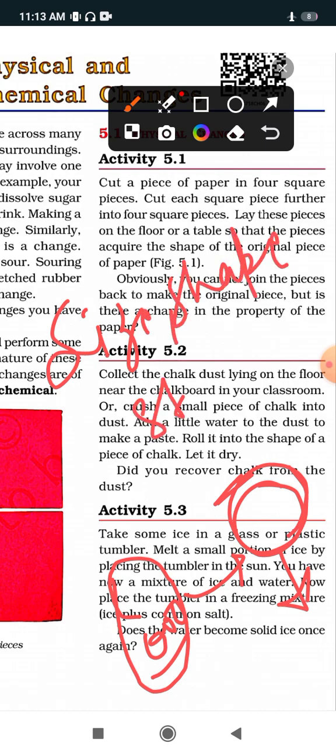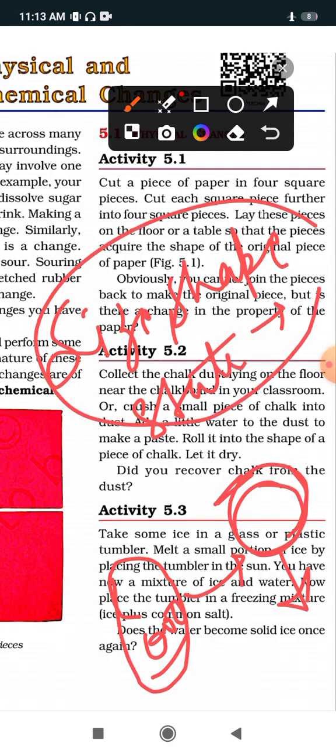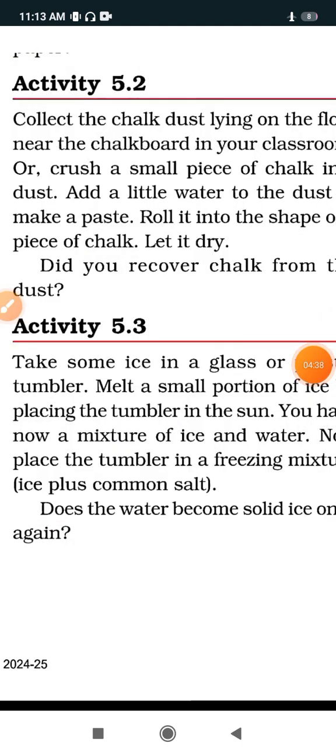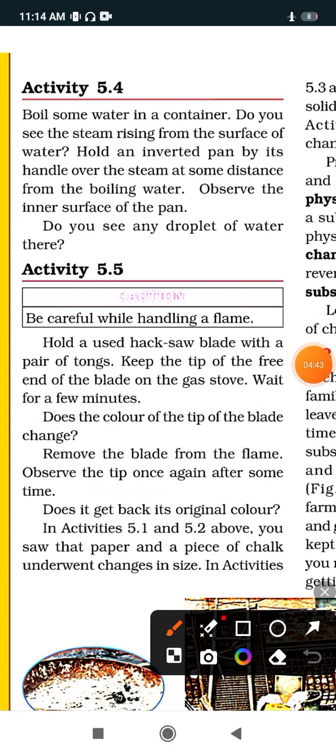और स्टेट is known as physical property. Where there is a change in size, shape or state, known as physical property, और फिजिकल प्रॉपर्टी में changes आता है उसी को हम बोलते हैं physical change. Obviously water will become solid ice once again. Clear. Now here is given, boil some water in a container.